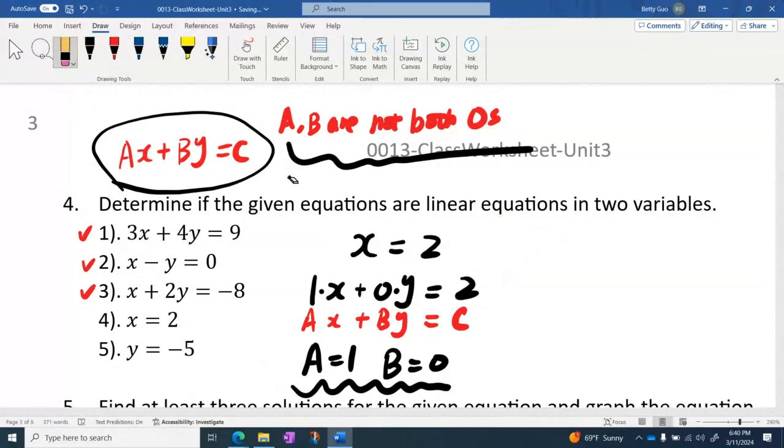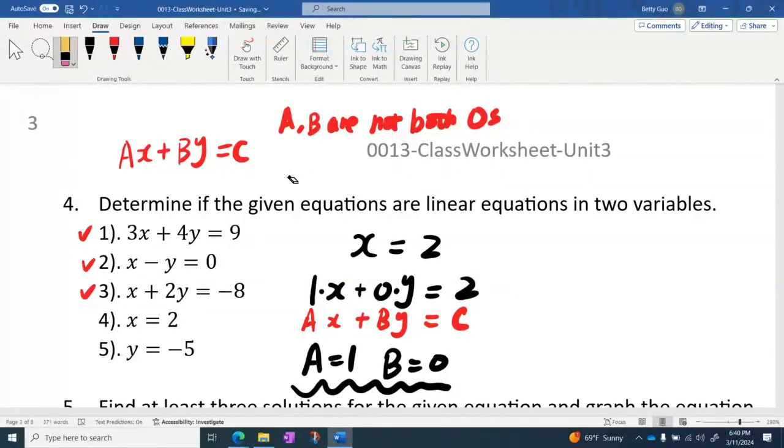That's the reason I emphasize this condition is important. The coefficient of x, a, and the coefficient of y, b, are not both zeros. But if one is 0 and the other is not 0, that's totally fine, as long as they are not both 0. If they are both 0, we basically have nothing. But one being 0 is okay.